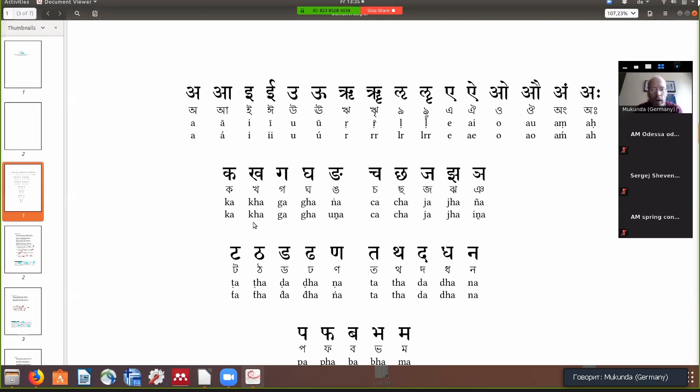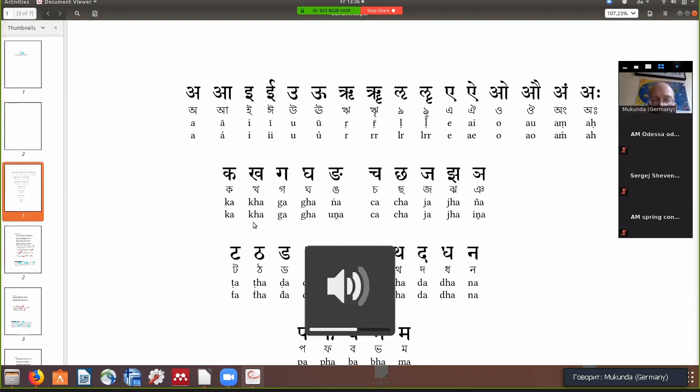So I'm going to talk about Sanskrit. In Ananda Marga, we get exposed to quite a bit of Sanskrit, which is the old Indian language, like Latin or ancient Greek in the West, but for India.